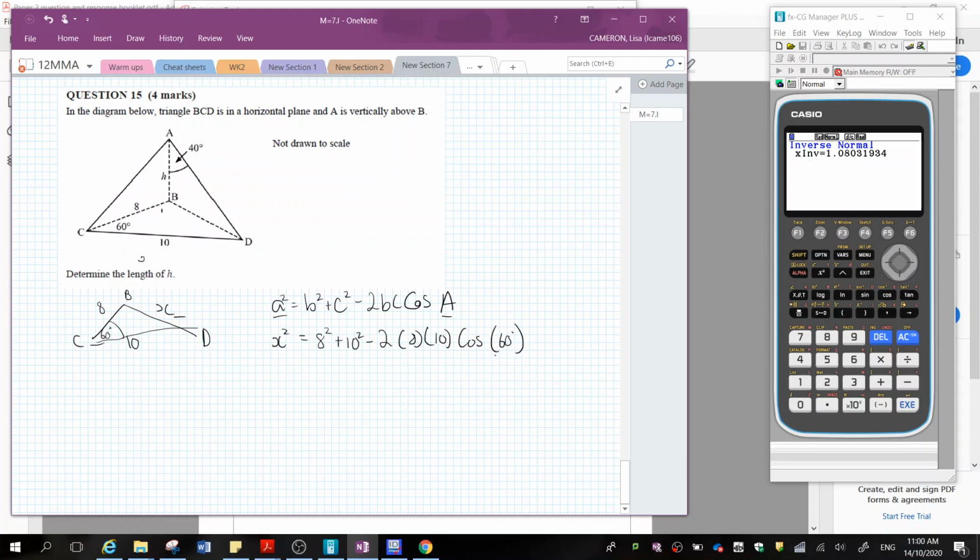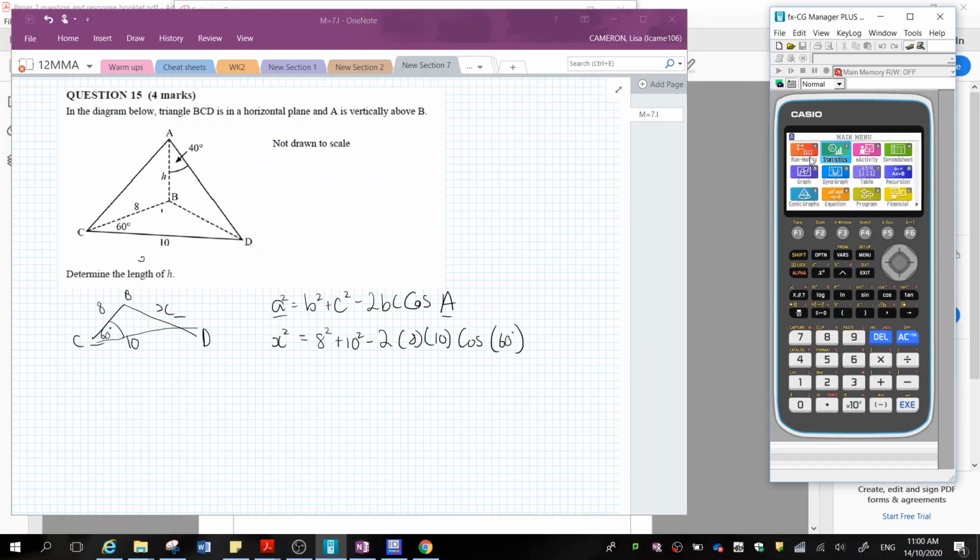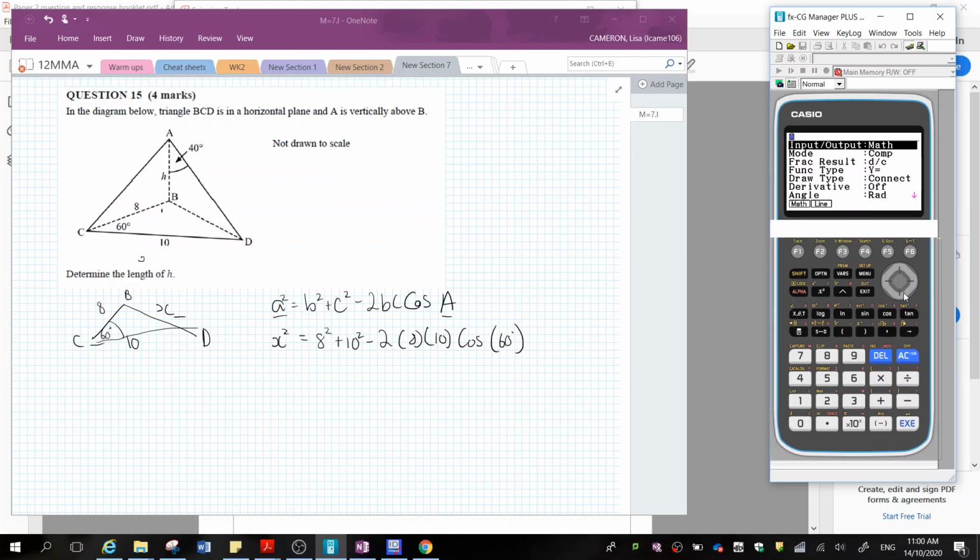Now, this is about triangles, so we are looking at degrees, not radians. So if your calculator's in the wrong mode, you'll have to change it now. So I'm going to go menu, run matrix. Now I'm going to change my mode so that it's not in radians. So shift, setup, change to degrees. Execute. Okay, so now I can put this in.